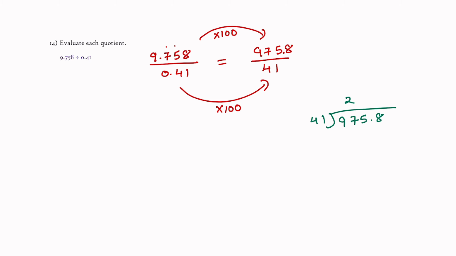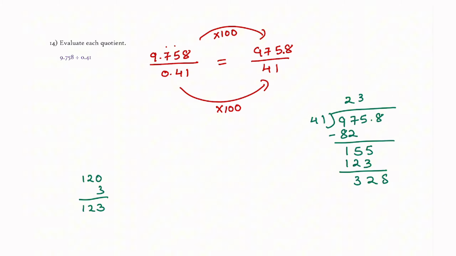41 times 2 is 82, right? 40, 40, 80, 1, 1, 2. So that's 7 minus 2 is 5, 9 minus 8 is 1. And this 5 comes down. We'll work with 3. So again, 40 times 3 is 120, 1 times 3 is 3. So this is 123. So we say minus 123. So 5 minus 3 is 2, 5 minus 2 is 3. And we take this 8 down and the decimal here.